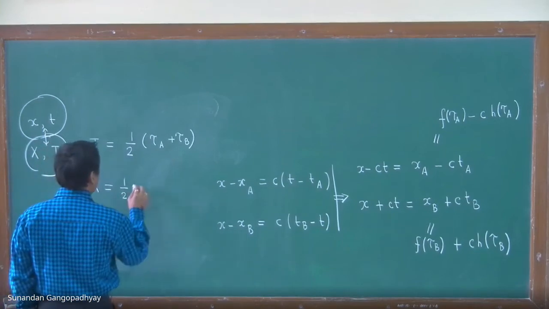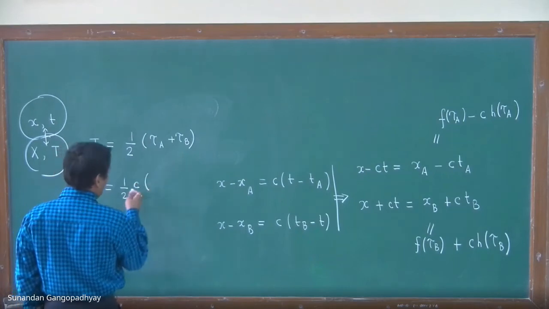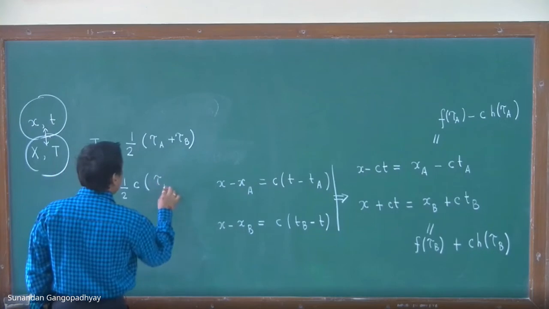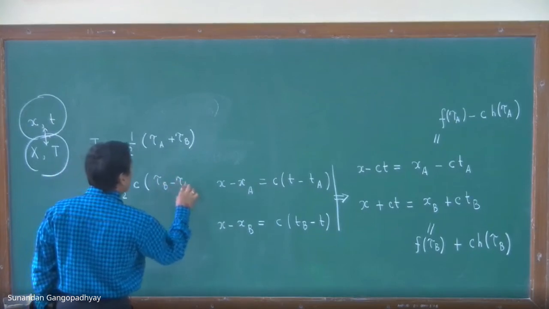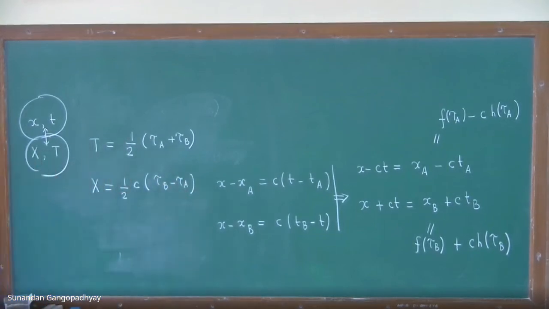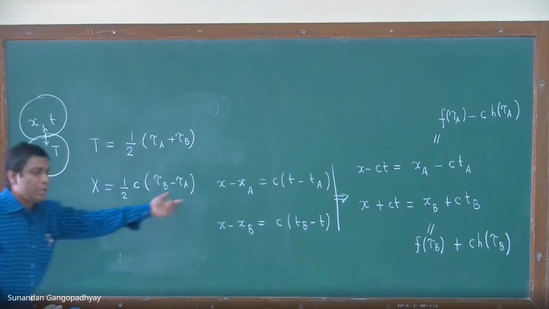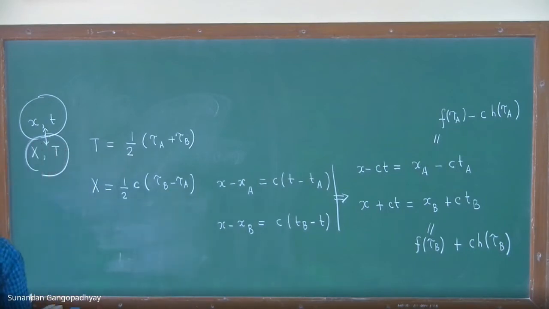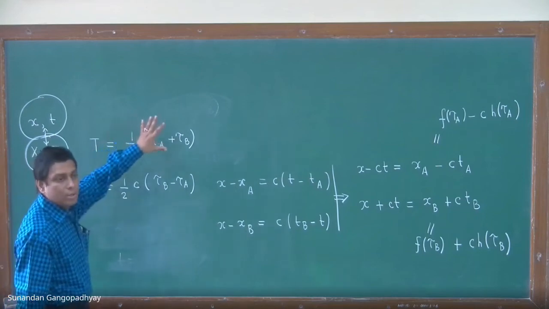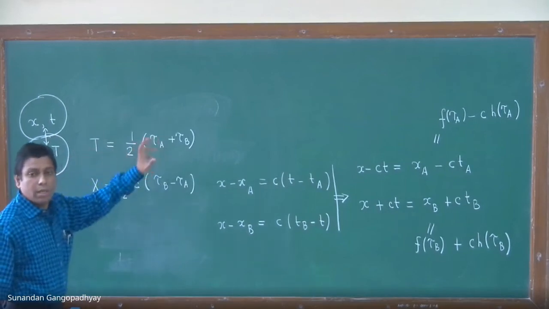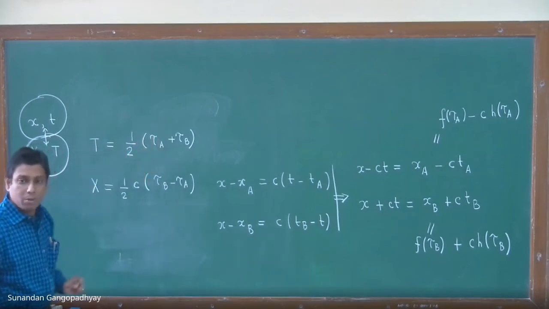It is nothing but half c. C has to come because of dimensional considerations, and this is tau v minus tau a. Why has this been taken as tau v minus tau a? Because tau v is obviously greater than tau a. Therefore, it has to be in that way. And this half factor, I told you in the previous lecture that you can proceed without that half factor also. Everything should come out to be the same.